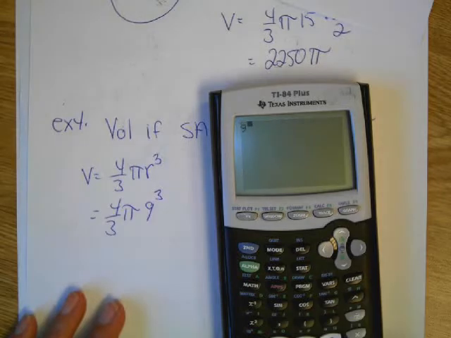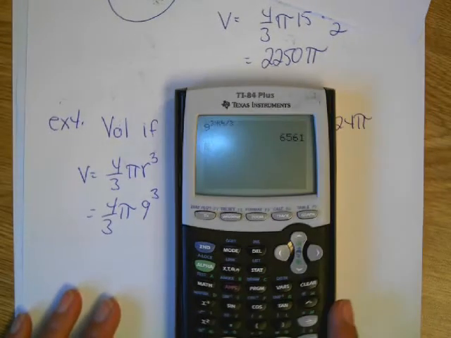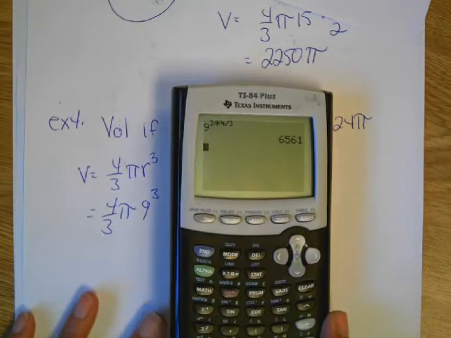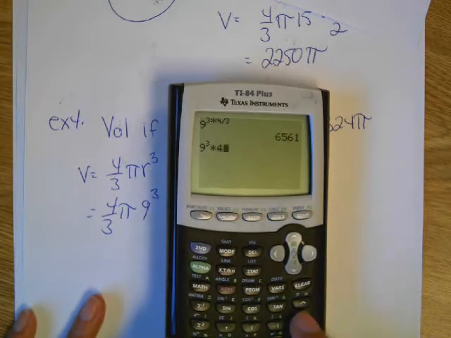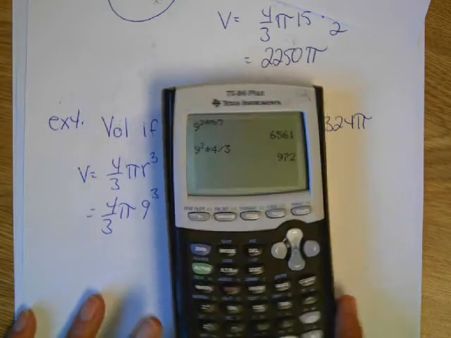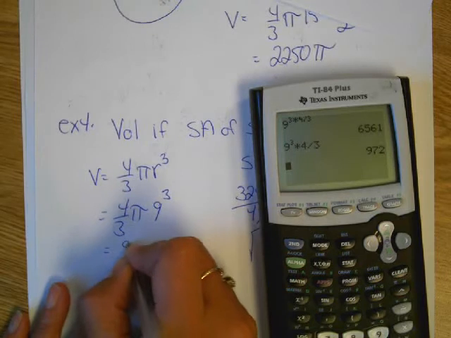So then 9 cubed times 4 divided by 3. Ooh, that wasn't good. Look at where all that ended up there in the top in the exponent. 9 cubed, get out of there, times 4 divided by 3. 972 pi.